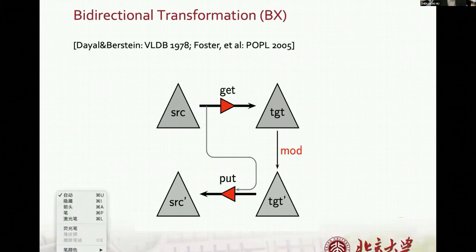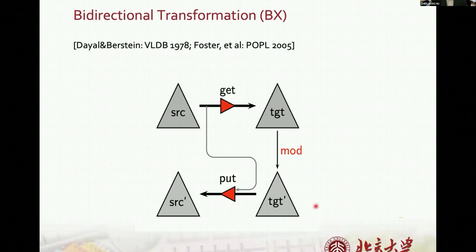Sometimes we call it source or target, or the view, but the output, the target, is not just read only. It could be modified. After it is modified, there's another transformation called backward transformation or put back. It is just to reflect the change over the target to the change over the source.